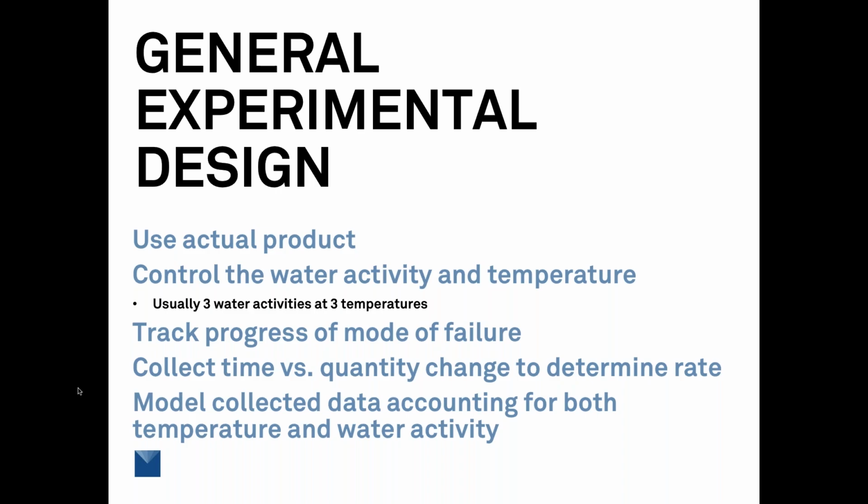And then while these products sit under these conditions, we're going to try and track the progress of the mode of failure, whether that be from a chemical instability or whether it be from a textural standpoint. So to do that, we're going to try and collect time versus quantity change to determine the rate. And we're going to do that for both texture and for chemical stability. And then we're going to try and model the collected data and try to account for both temperature and water activity in our model.